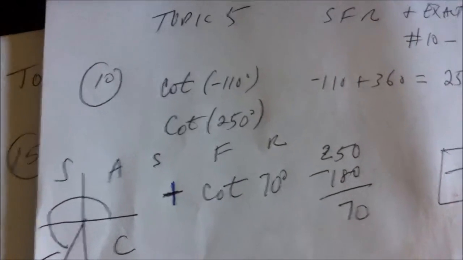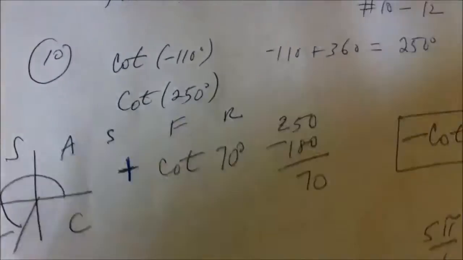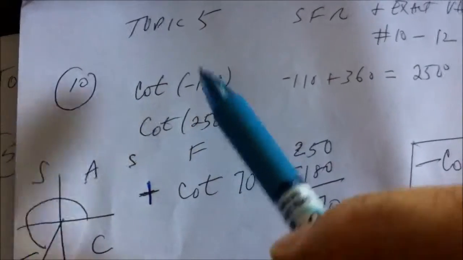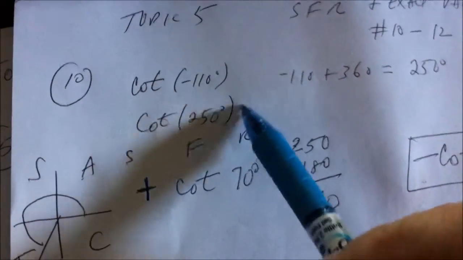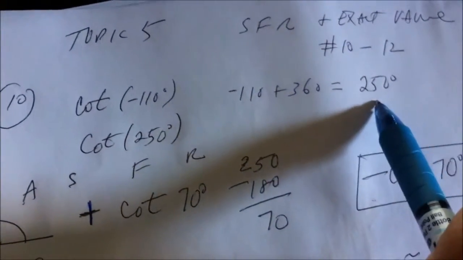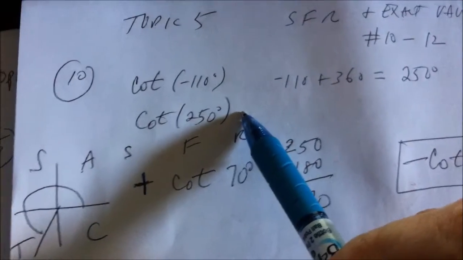Problems 10, 11, and 12 are all about first expressing something as a positive acute angle, and if asked, finding the exact value. For number 10, they just wanted to express it as a function of a positive acute angle. So cotangent of negative 110, I'd rather work with the positive coterminal angle, so I add 360 to it to get 250. These two angles are coterminal, but this one is definitely easier to work with.